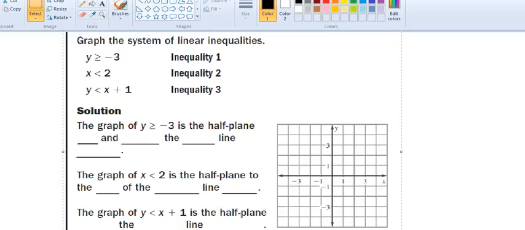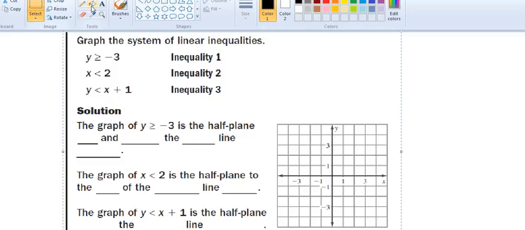All right, we're going to go ahead and graph example 2. Now, example 2 is on page 157. It's actually got 3 things for us to graph. We got y greater than or equal to -3, x less than 2, and y less than x plus 1. Fortunately, these are pretty easy ones to graph.